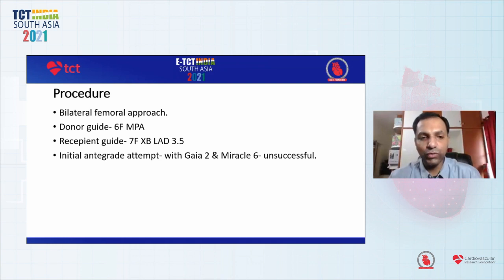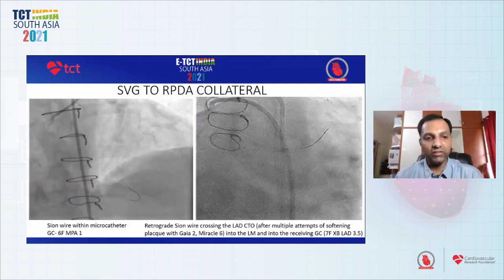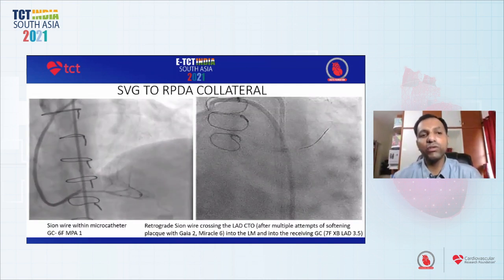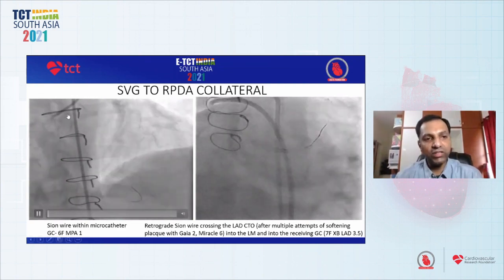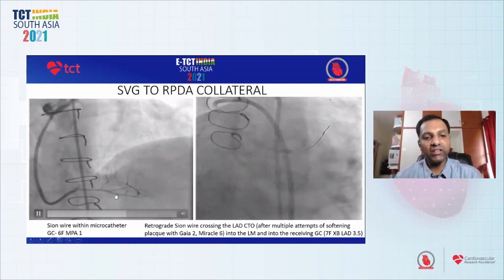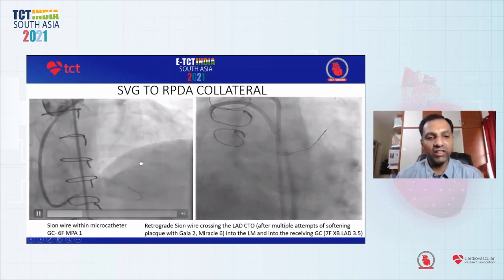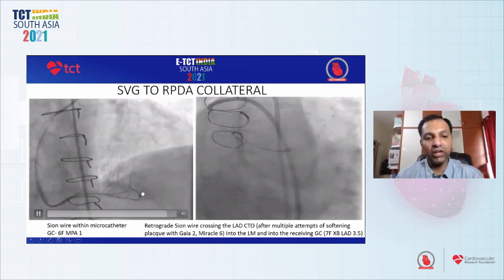And as would be expected, before going retrograde, we always give an attempt at antegrade with Gaia 2 and Miracle 6, which obviously was unsuccessful, probably because of the calcium present there and also the blunt occlusion. And then we decided to go for the SVG to RPDA collateral. And as you can see here, through the multipurpose guide, microcatheter, this is actually the Sion wire which is crossing into that large transseptal collateral.